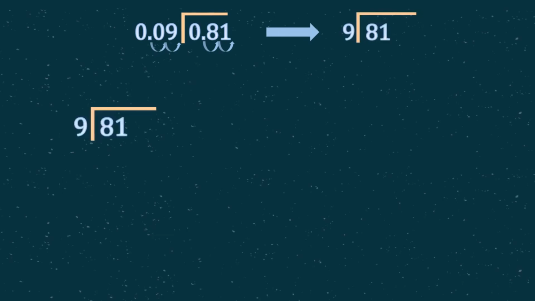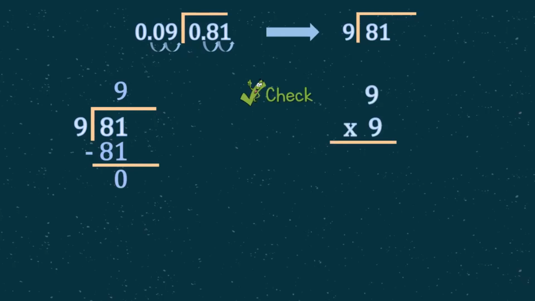Here is another example. As we can see here, since we need to move the decimal point twice in the divisor to make 0.09 a whole number, therefore we also need to move the decimal point in the dividend twice.